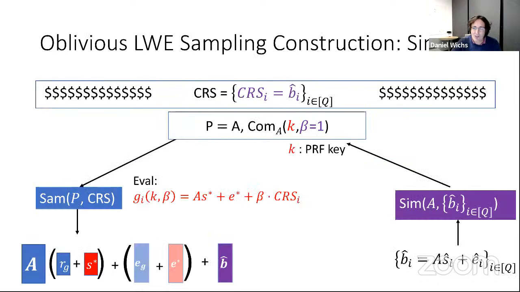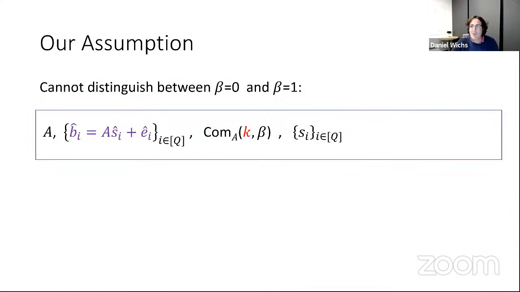And our assumption is essentially that this is secure, which translates to the following relatively simple to state assumption. It says that you cannot distinguish between the case beta equals 0 and beta equals 1 in the following distribution. I'm going to give you this LWE matrix A, a bunch of LWE samples, b_i hats, and this dual GSW commitment to the PRF key K and the bit beta itself. If I stopped there, then everything would be secure under LWE.